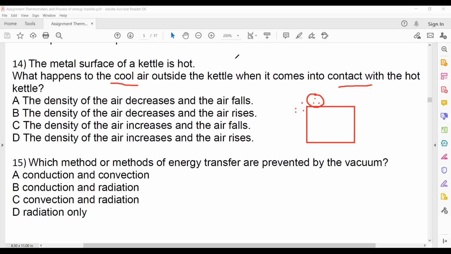and as they move away from each other, they will rise. So volume increases, density will decrease and it will rise. Because the cool air is in contact with a hot kettle, the cool air will absorb energy, the molecules of air will move away from each other and they will rise as the density decreases. Is it clear?